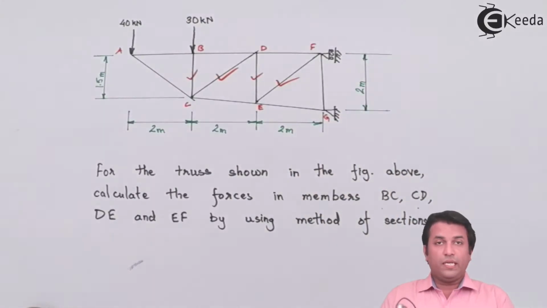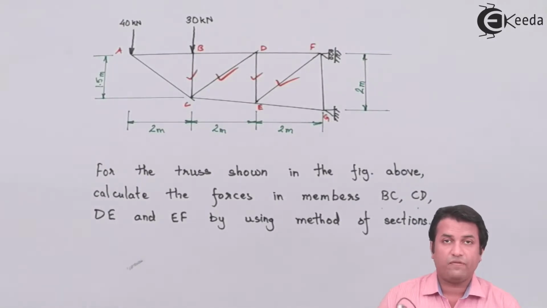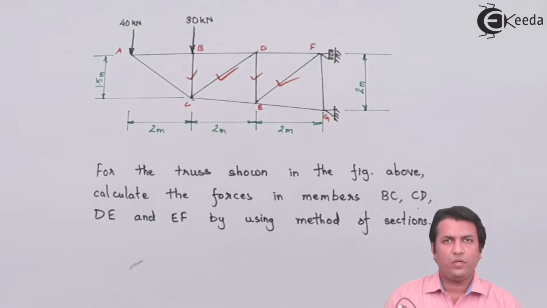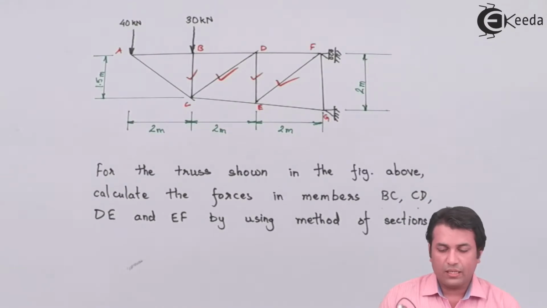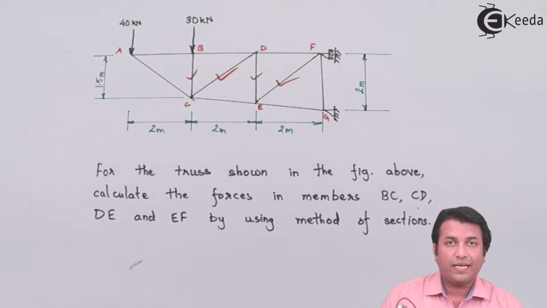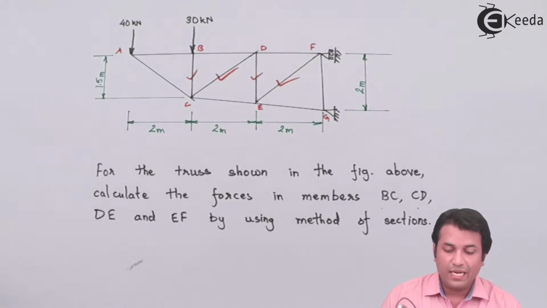So in this case, we have members in such a way that we won't be able to take one single cutting plane or section plane. We'll have to take at least two separate section planes. So I'll cut the truss into two different parts. One wherein I'll get the force in the member BC, or if it is possible, I'll take BC and CD. I'll try to do that first.